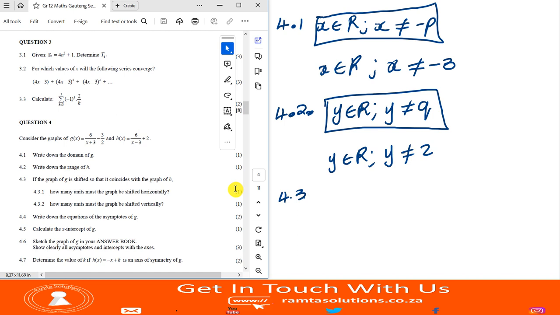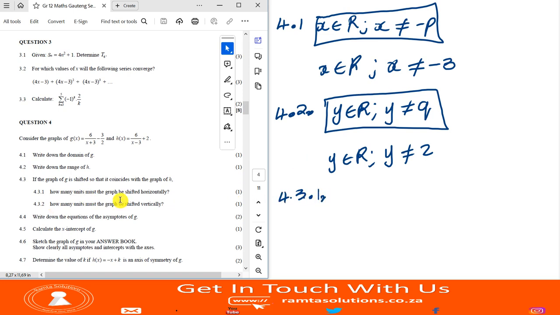Alright, 4.3. It says if the graph of g is shifted so that it coincides with the graph of h. Ooh, coincides. You know what that means, right? What that means is that it is one and the same thing. Okay, so let's see.